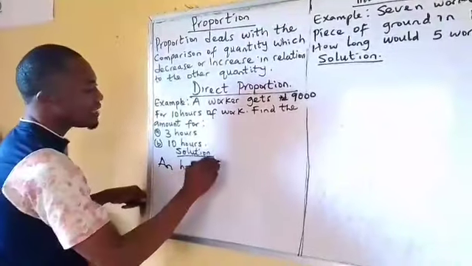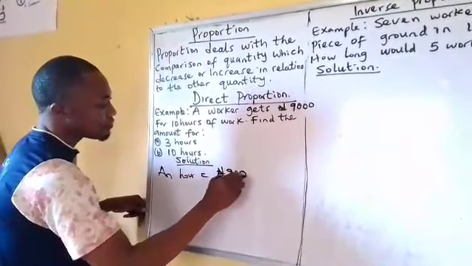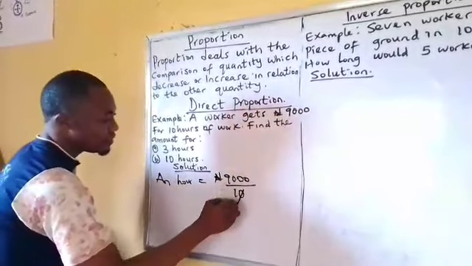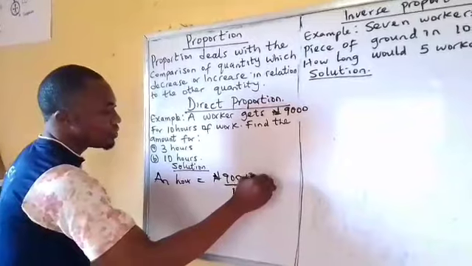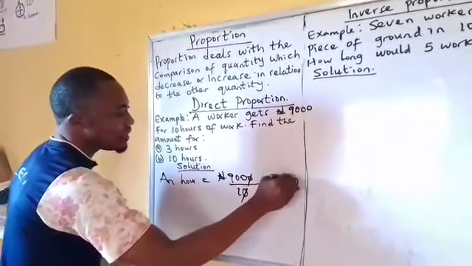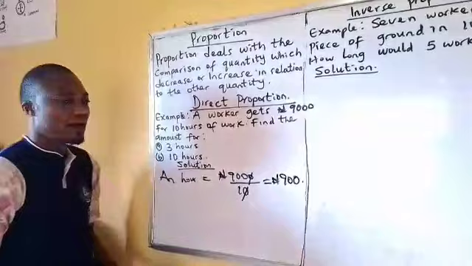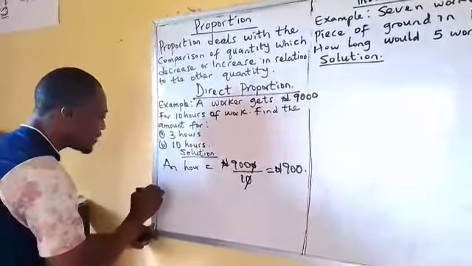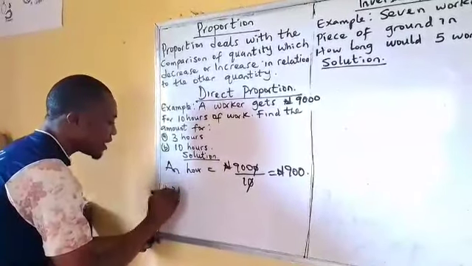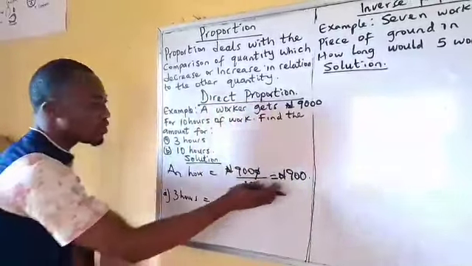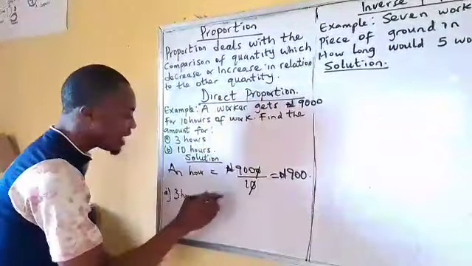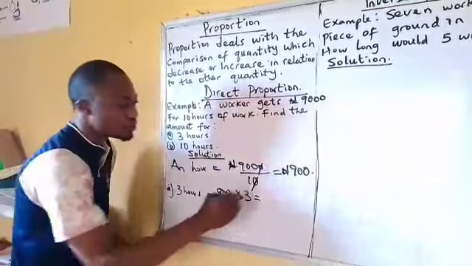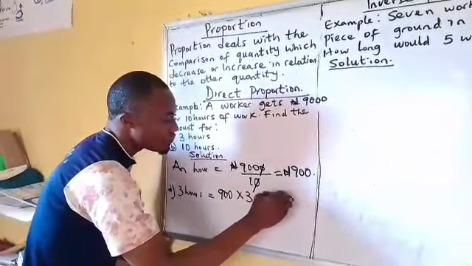An hour is equal to 9,000 divided by the number of hours, that is 10. 0 cancels 0, so that means she got 900 naira for 1 hour. Now, to solve for 3 hours, number A: 3 hours equals, she got 900 per hour, so 900 multiplied by 3 is going to give us 2,700.